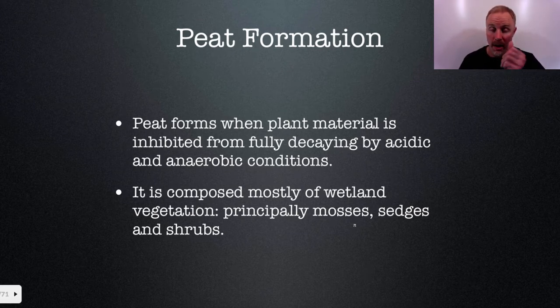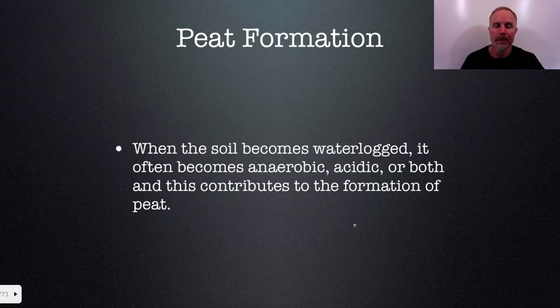And a lot of the vegetation around these environments, these peat bogs and so forth, are usually mosses, and we all know what those are, some shrubs, and then sedges, which are just like tufts of grass, more or less. Okay. And when the soil becomes waterlogged, it usually becomes acidic and anaerobic, and this contributes a lot to the formation of peat because you don't have that breakdown.